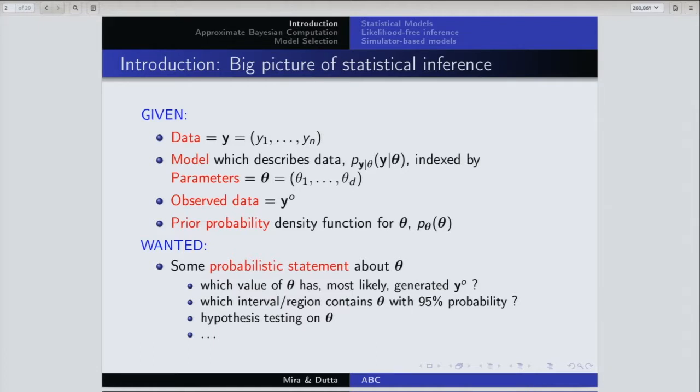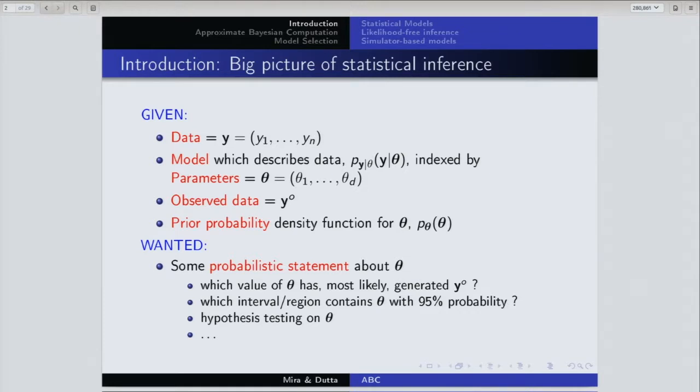Y0, or YO, will be the observed data. So before the experiment, this is a random variable, and we assume it has this distribution. And then once we have run our experiment or taken our observation, this will be the observed data. It's not random anymore, it's observed.